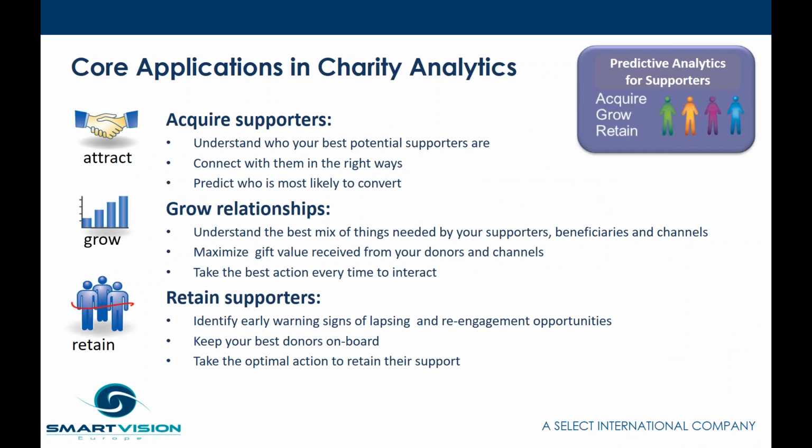Okay, so we think about core applications within charity analytics. Think about where people are actually using predictive analytics. Well, there are three classic areas. One is to acquire more supporters, to acquire more donors. So understanding who your best potential supporters are, what are their demographics, what are the people with the longest lifetime value. Can we predict them early on? Can we predict people from a certain point? Can we associate certain geo-demographics with certain types of donor behavior? Can we figure out how to connect with them in the right ways? Can we look at different channels? Historically, what sort of approaches have we used? What has worked? Where are the exceptions to the rule? Can we predict who's most likely to convert?